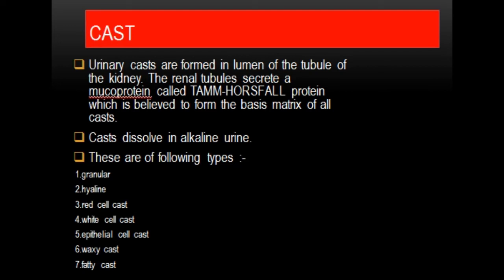So, if the pH of the urine is alkaline, it is understood that it may not contain any type of cast, because if they are present initially, and if the urine pH is altered due to improper storage conditions, then they will not be observed under the microscope.